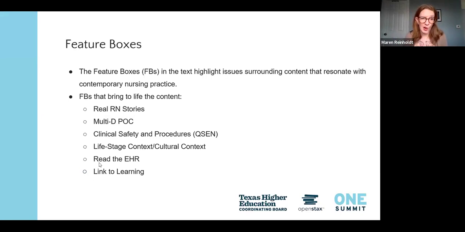Finally, Read the EHR is another feature box found throughout the text. And Read the EHR includes just what it sounds like, some part of the EHR, the electronic health record or medical health record, that is so common in their clinical situations for students these days. And most hospitals and outpatient centers are integrating use of an EHR or some sort of an MAR.